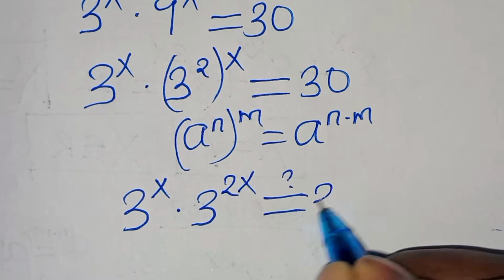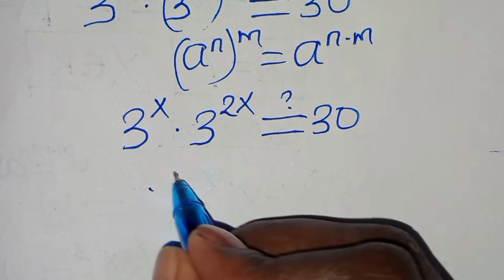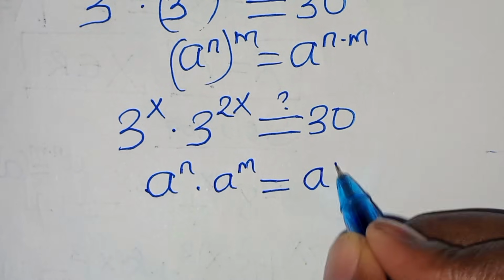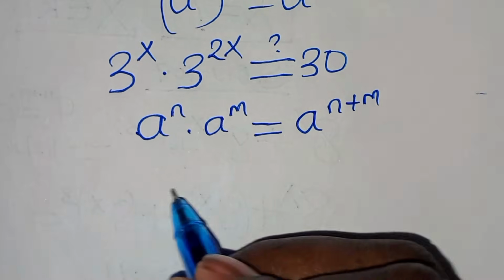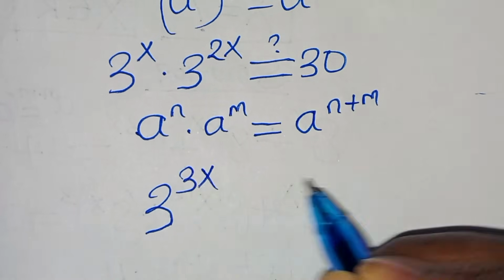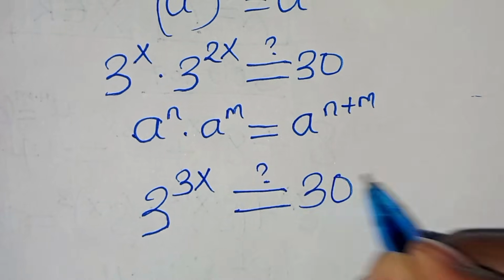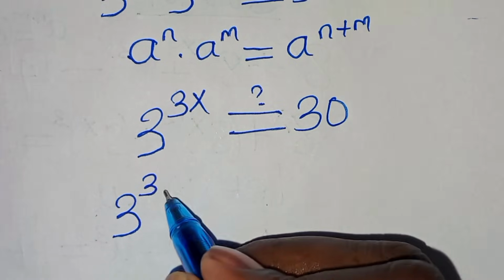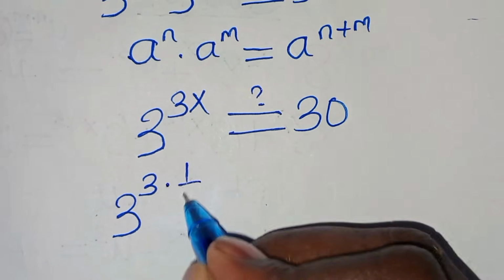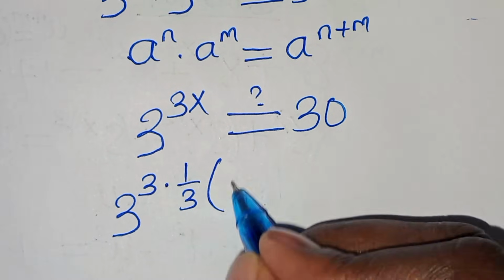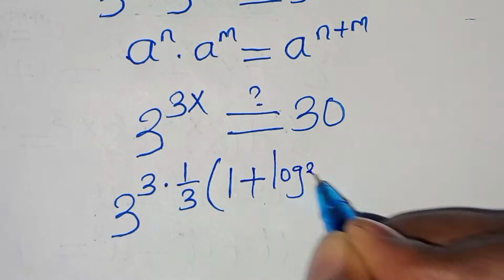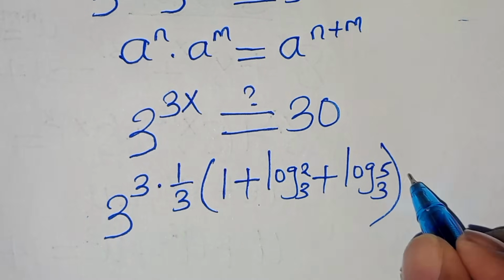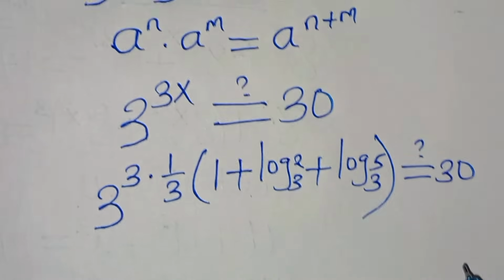This is supposed to give us a value of 30. So this is in the form of a to the power of n times a to the power of m, which we can express as a to the power of n plus m. So we have 3 to the power of 3x. This is supposed to give us a value of 30. Now let's substitute the value of x here so that we have 3 to the power of 3 times x, which is 1 over 3, into the parentheses. This is 1 plus log 2 to base 3, then plus log 5 to base 3. This is supposed to give us a value of 30.